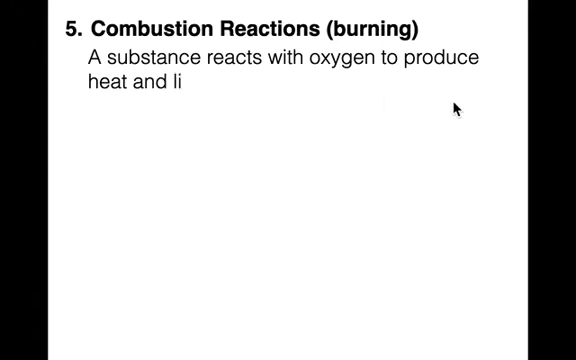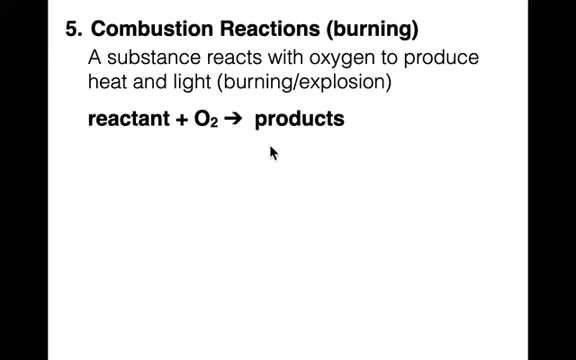Okay, and last, a combustion reaction. Okay, burning. For a combustion reaction, a substance reacts with oxygen to produce heat and light. So it's a burning or an explosion. Oxygen has to be one of the reactants. So for something to undergo a combustion reaction, oxygen has to be present. So reactant, oxygen to form products, whatever the products might be. Now it also produces heat and light, as we said, but we wouldn't include that in our chemical equation. That's just kind of FYI.